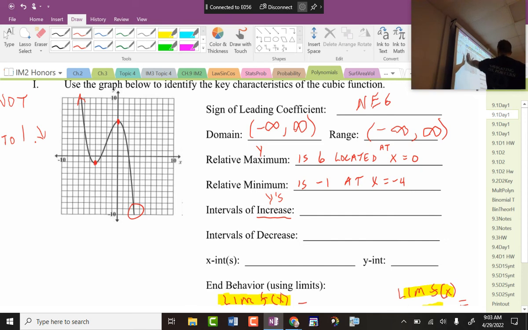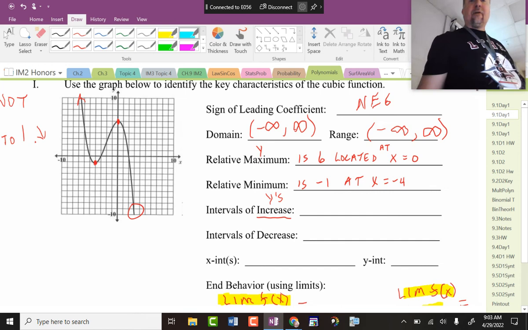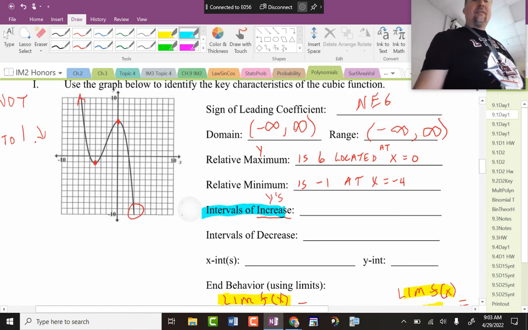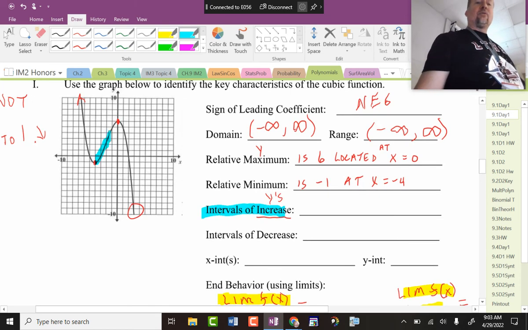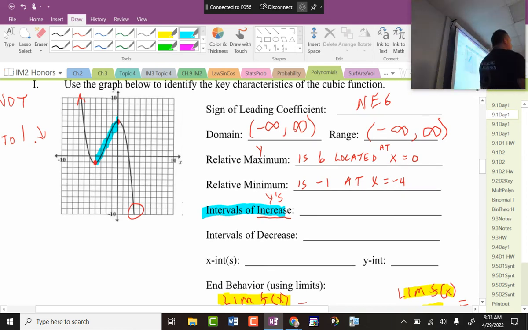So we've got to make sure we understand that as well. So where is this increasing? I'm going to use my highlighter, and I suggest you do the same. Another fumble. This is where the y's increase from here to here. So I want you to understand this. This is redundant if you put the y values in this blank. It's just like, what is the relative maximum? It is 6 created by x equals 0, input, output.